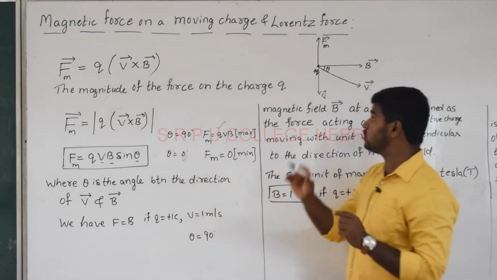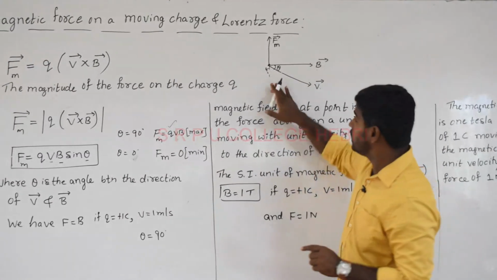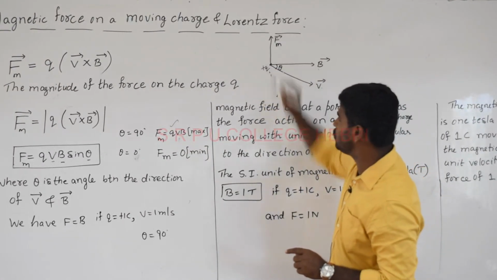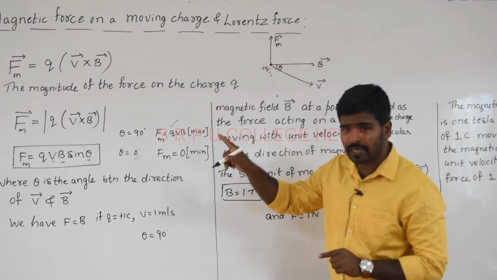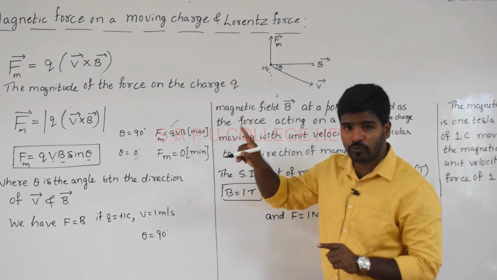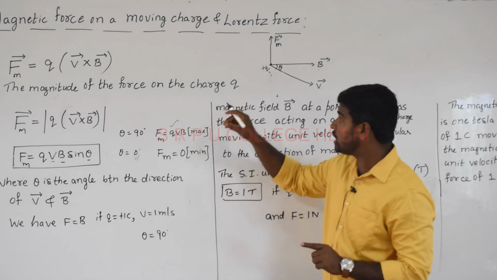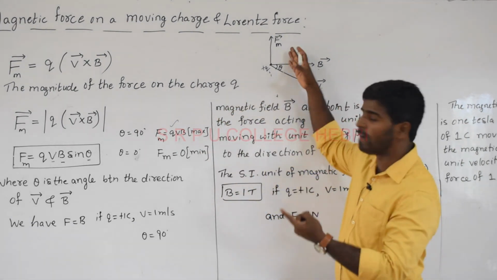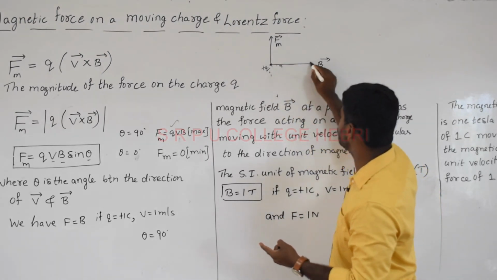When theta is equal to 0 degree, according to the diagram, look, when does theta become 0? The same charge, plus Q, is moving parallel to the magnetic field. When it is maximum, the charge plus Q is moving perpendicular to the magnetic field and the force is maximum. The same charge plus Q is moving parallel to the magnetic field. This V vector I draw along the magnetic field direction.